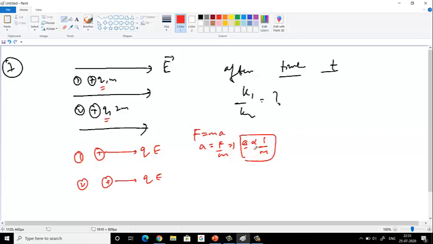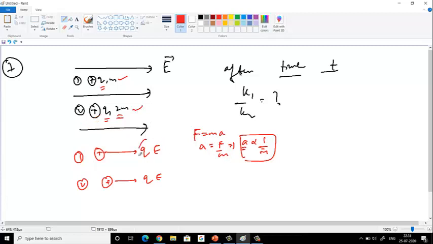Less mass, more acceleration. The force is the same, force is constant, so acceleration is inversely proportional to mass. If we take m and 2m, which is greater mass? 2m. So the more the mass, the less the acceleration. That means for particle 2, the acceleration will be less. How much less? Easy to calculate.